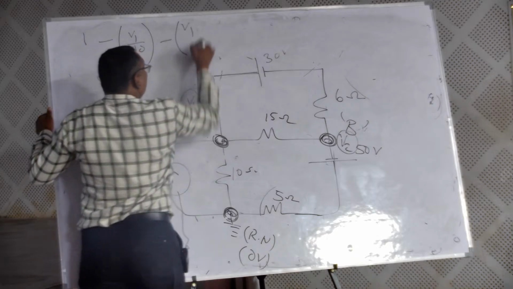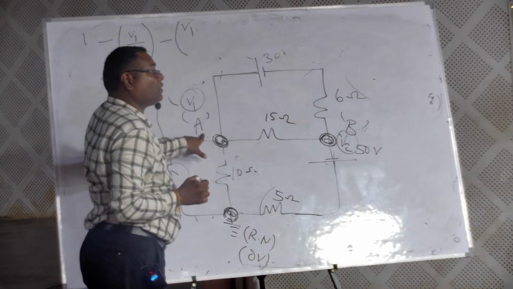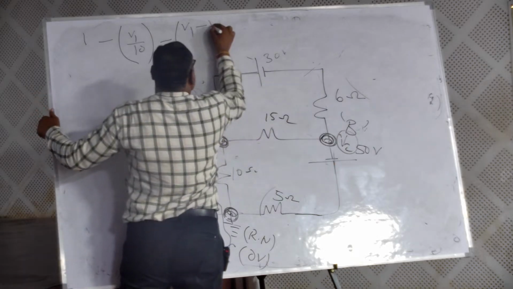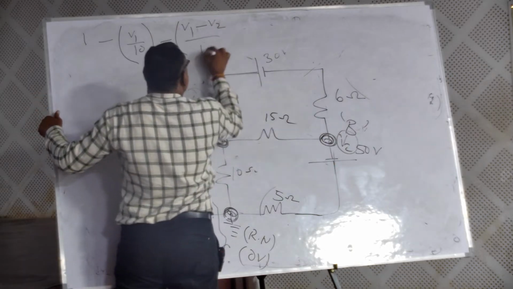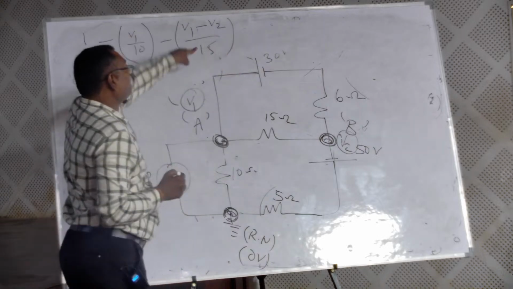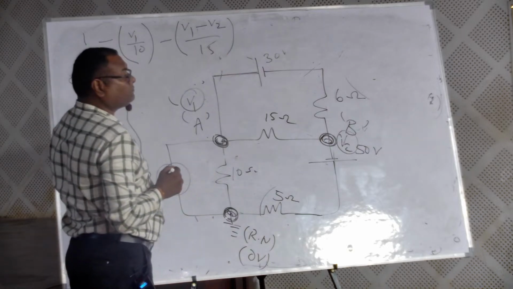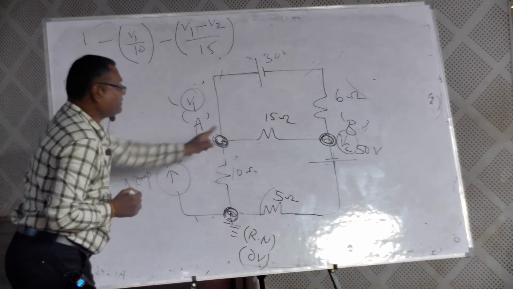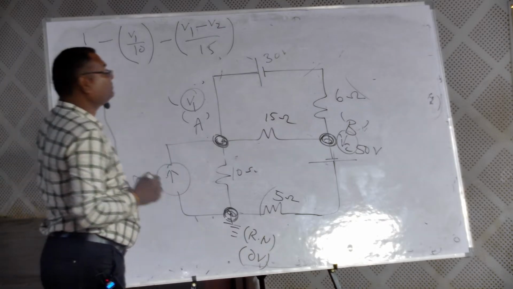V1, because we are talking about A. Because we are talking about who is the lower potential. V2 by 15, this is the current, V by R. We already know V by R. No V by R, he has given the direct answer. Next one.